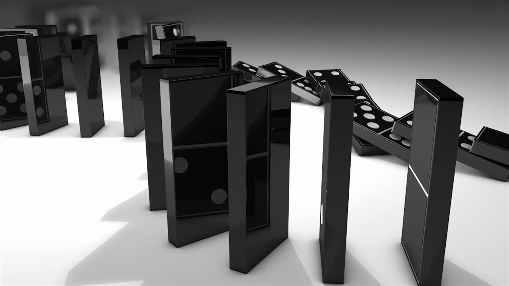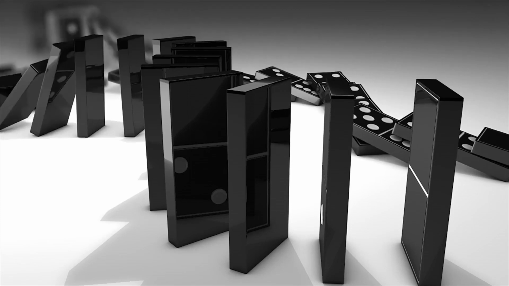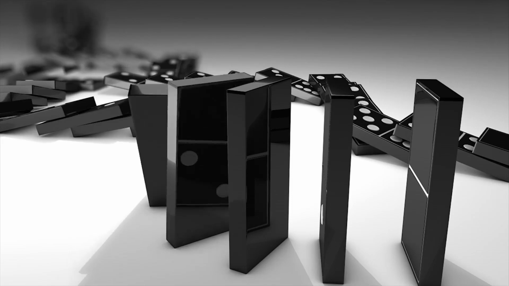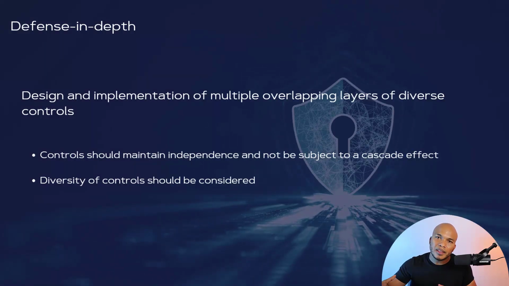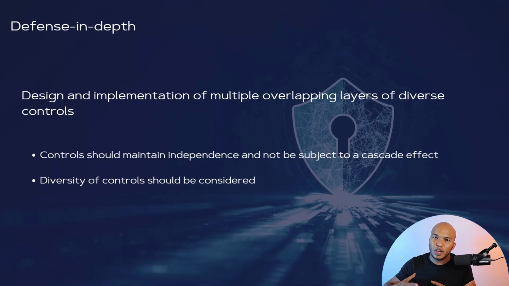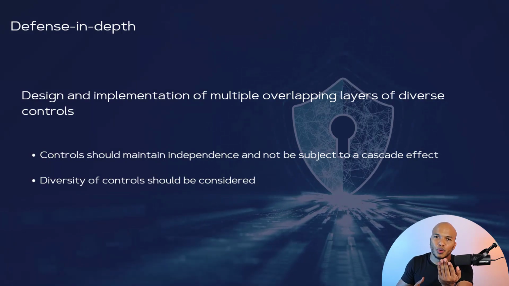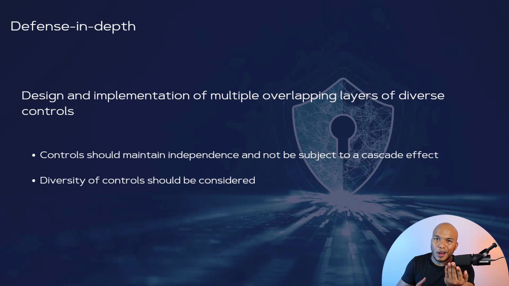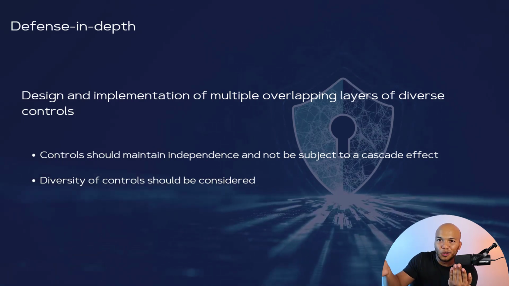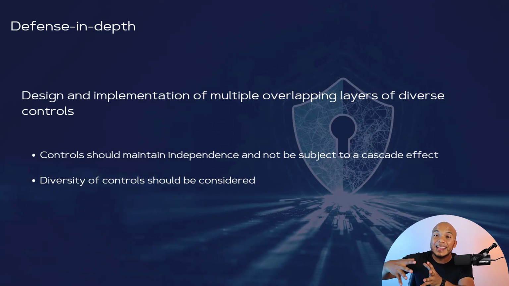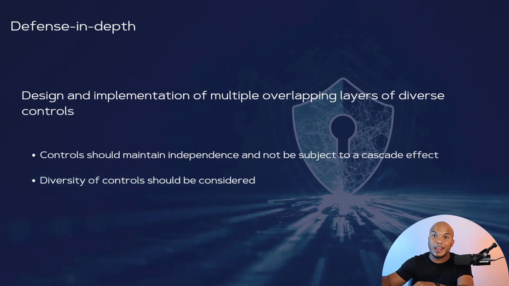If the very first one falls, the first domino will fall on the second one, it falls on the third one, the fourth one, fifth one, and then all of them collapse. That's the whole point here. The way defense in depth is configured, it should make sure that if the first security control is defeated, that shouldn't lead to the defeat of the second control and so on. They should maintain independence of one another.